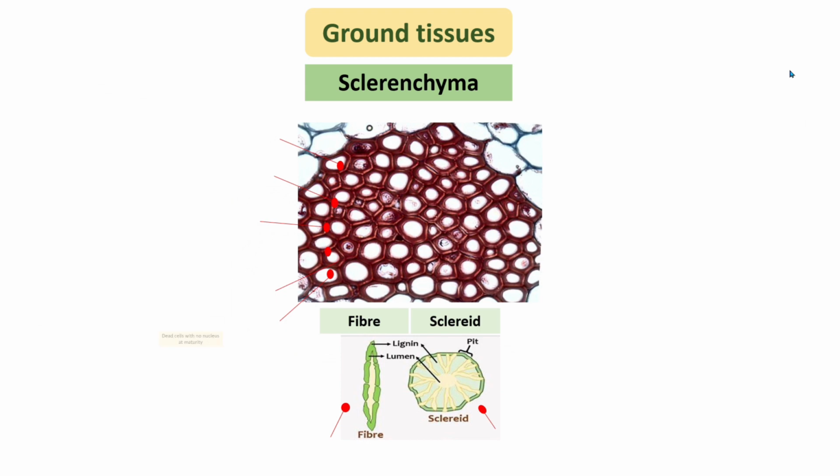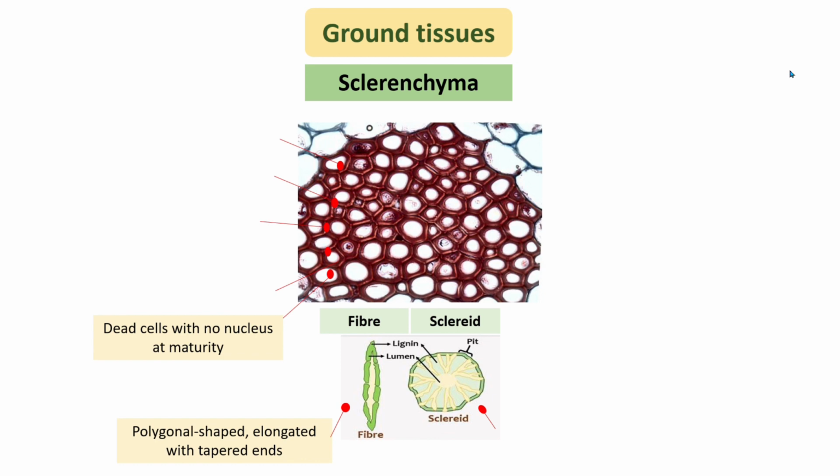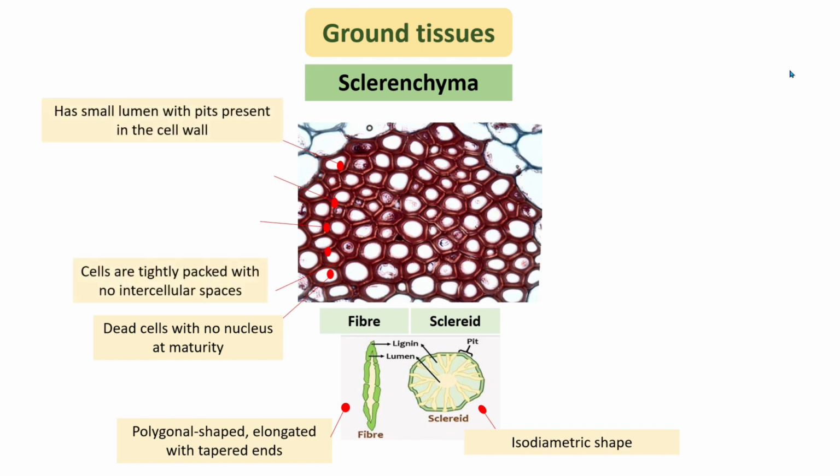Sclerenchyma is a dead cell with no nucleus at maturity. There are two types of sclerenchyma: fiber and sclereid. Fiber has polygonal shape, elongated with tapered ends. Meanwhile, sclereid has isodiametric shape. Arrangement of cells is tightly packed with no intercellular spaces. The cell has a small lumen with pits present in the cell wall.